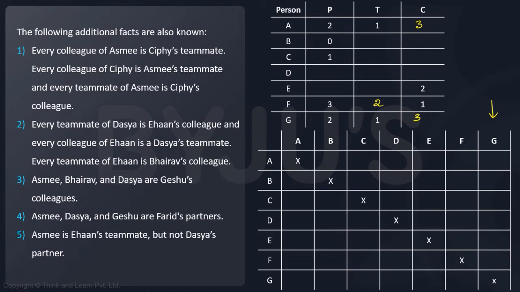Every colleague of Asmi is Chippy's teammate. Every colleague of Chippy is Asmi's teammate. The first point to start this question is from the third line. A, B, D are G's colleagues. So A and G are colleagues. B and G are colleagues. D and G are colleagues.